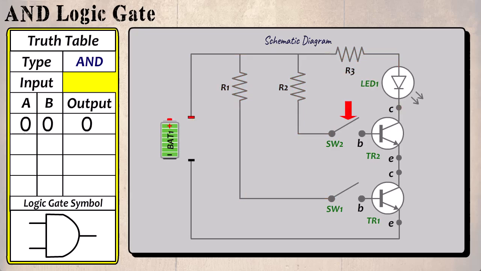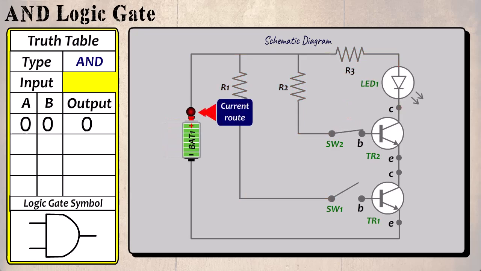Let's reset the circuit, and this time closing SW2. As before, the current travels through R1 to TR1, but since the switch is open, TR1 is not made conductive. The current continues through R2 to SW2 and turns TR2 into a conductive state, allowing current to pass through the transistor from the collector to the emitter. But as TR1 is still off, the circuit cannot be completed and the LED remains off. So when the input is 1 and 0, the output is 0.